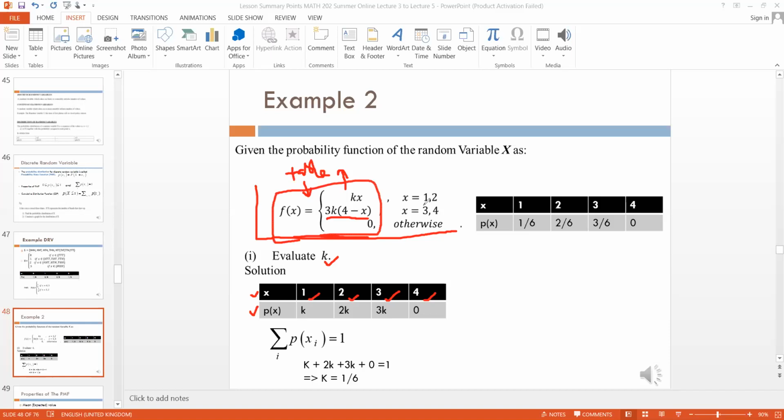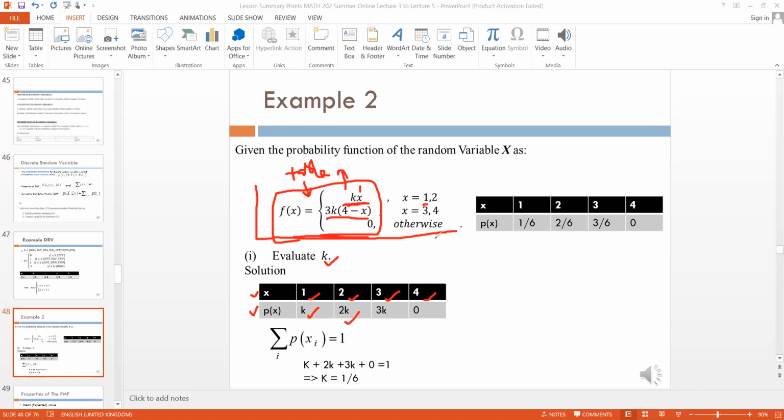When x is 1, the probability is kx, defined piecewise. But we are saying x is 1, so the probability kx will be k times 1, which is equal to k. The same way, if x is 2, our function is defined as kx. So x will be 2, so k times 2 will be 2k.